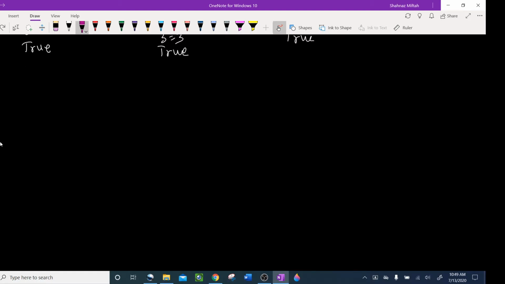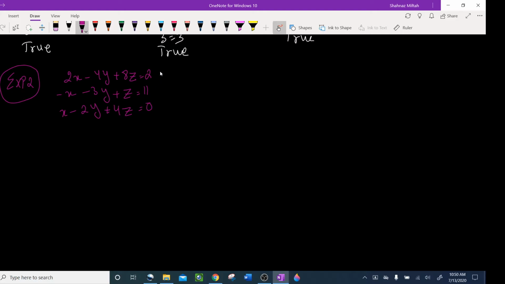So example number 2: 2x minus 4y plus 8z equal to 2, then I have negative x minus 3y plus z equal 11, x minus 2y plus 4z equals 0. This is 1, 2, and that's 3. Equation 1, 2, 3.